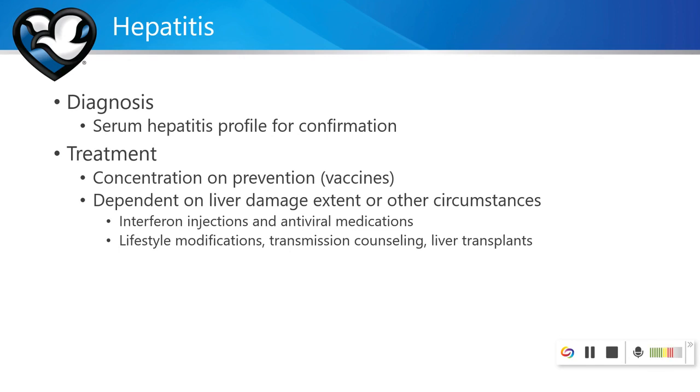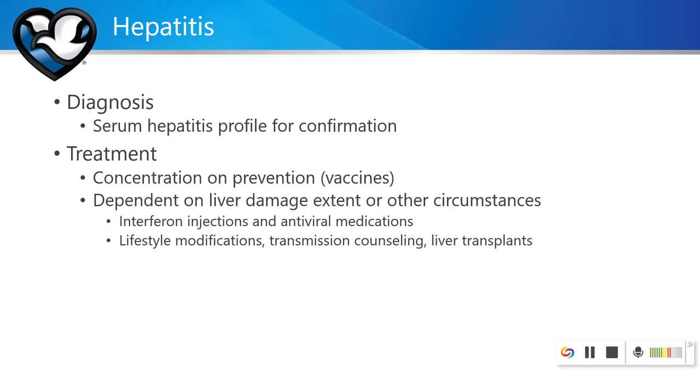Treatment strategies concentrate on prevention, and vaccinations are the cornerstone of hepatitis prevention. There are vaccines available for hepatitis A and B. Once viral hepatitis is contracted, there is no method of destroying the virus.